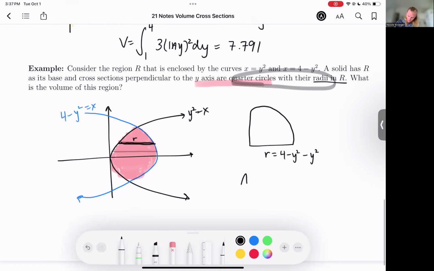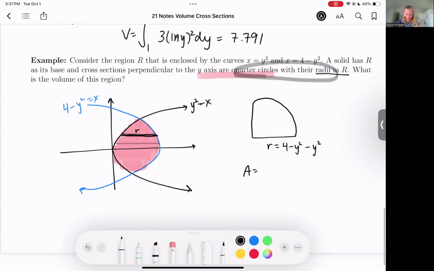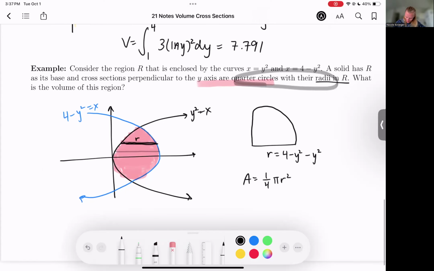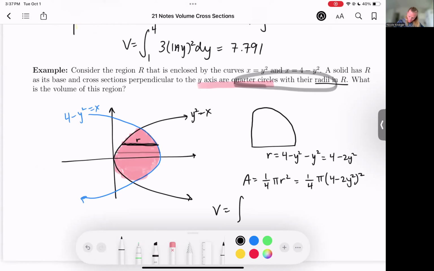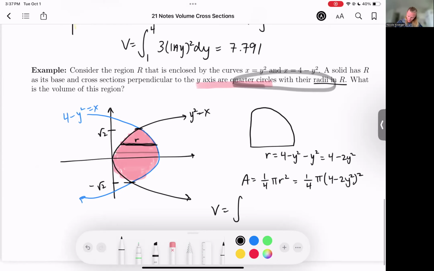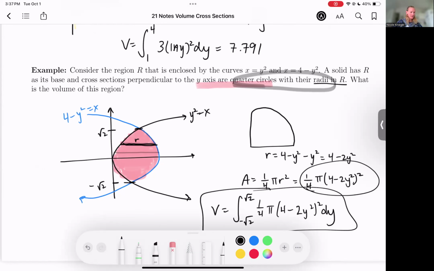Okay, and so the area of one of those quarter circles is going to be 1/4 pi r squared. So that'll be 1/4 pi times this radius, which let's simplify just a little bit. So 4 minus 2y squared, quantity squared. So our volume then will be the integral. We need to know these two values. You can set those two functions equal to each other to find those values. We end up getting negative root 2 and positive root 2. So I'll go from negative root 2 to root 2 of my area function, 1/4 pi 4 minus 2y squared, quantity squared, dy. And let's just set up the integral, not actually calculate it here.